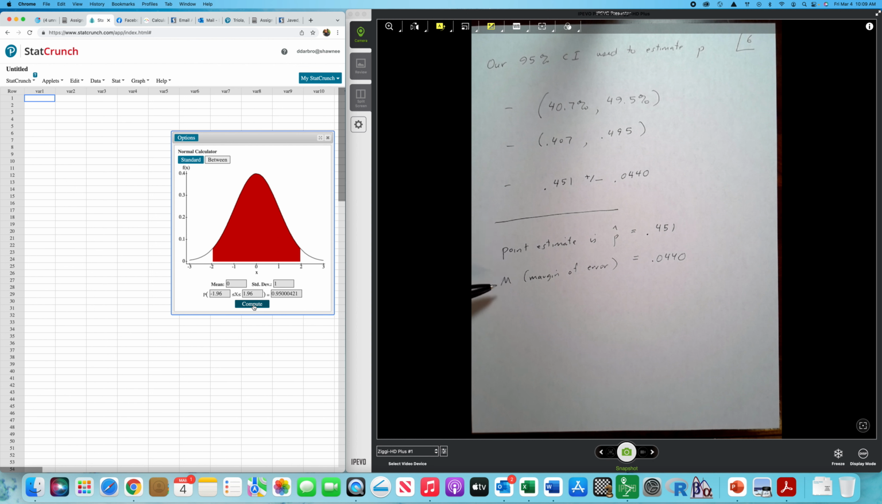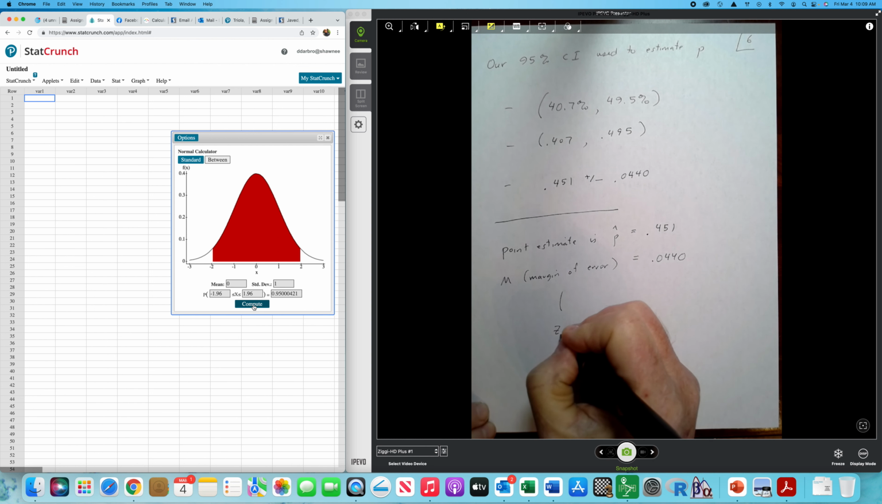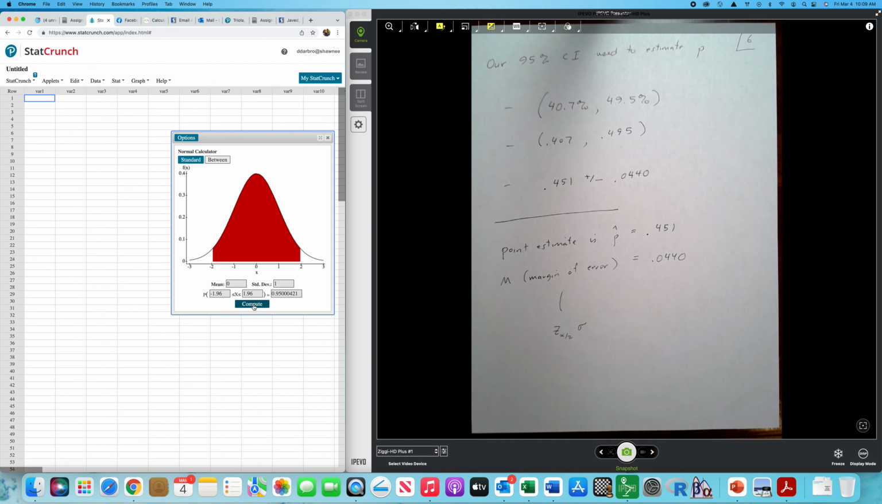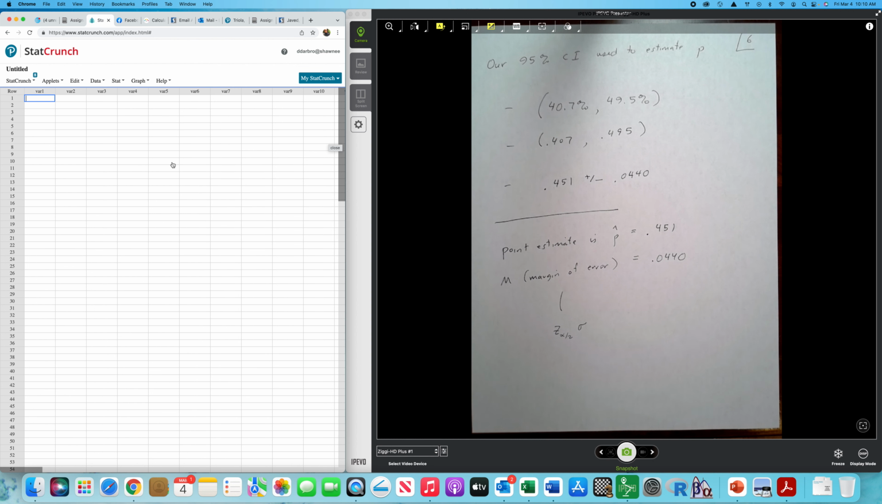And the margin of error is 0.0440. And again, the margin of error is found by what? The Z alpha over 2 times sigma. All right. As you might expect, there's a much easier way to do all this stuff on StatCrunch.